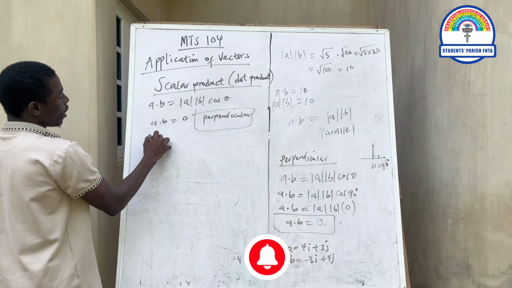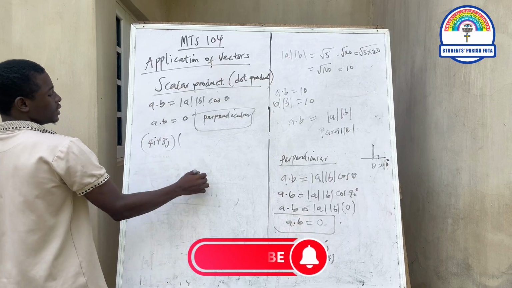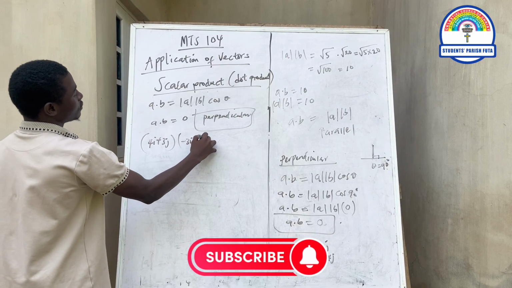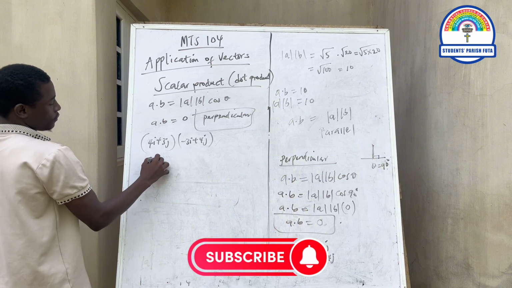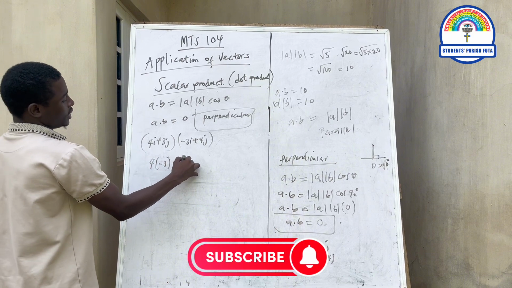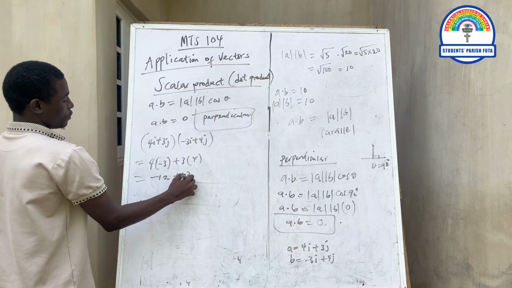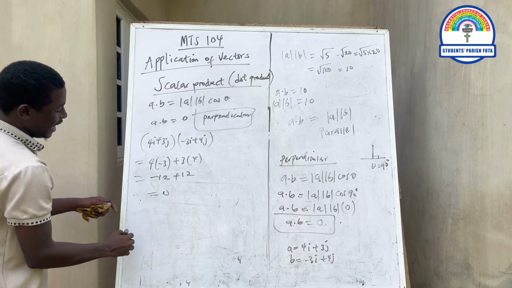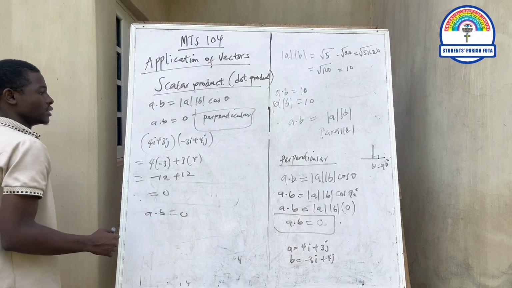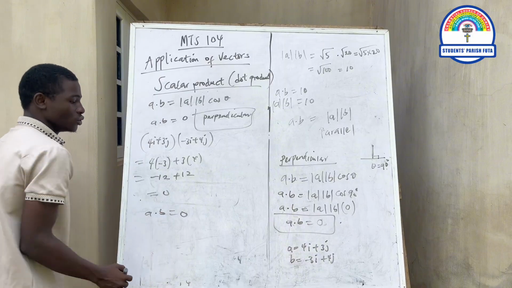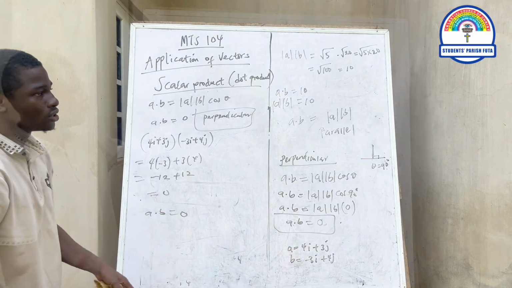So what is A? That is 4i plus 3j, multiplied by minus 3i plus 4j. Then we have 4 into bracket minus 3 plus 3 into bracket 4. That is minus 12 plus 12. So you can see that A dot B gave us 0. So this shows that it's perpendicular. If it didn't give us 0, it's not perpendicular.